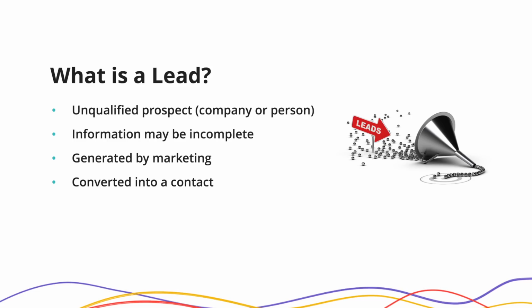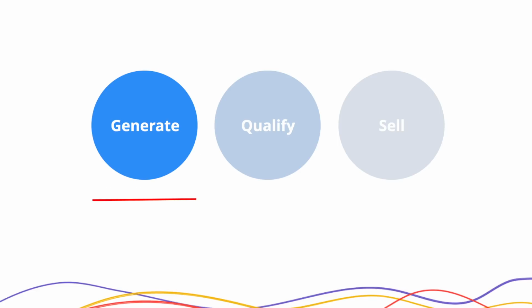What is a lead? A lead in Zoho, think of it as an unqualified prospect. Information is incomplete. It may be a business name and an address, or maybe someone's name and an email address. We don't know if there is a legitimate opportunity just yet, or if it even makes sense working with them. They're usually generated by marketing, and once we have qualified that lead, we're going to convert that into a contact.